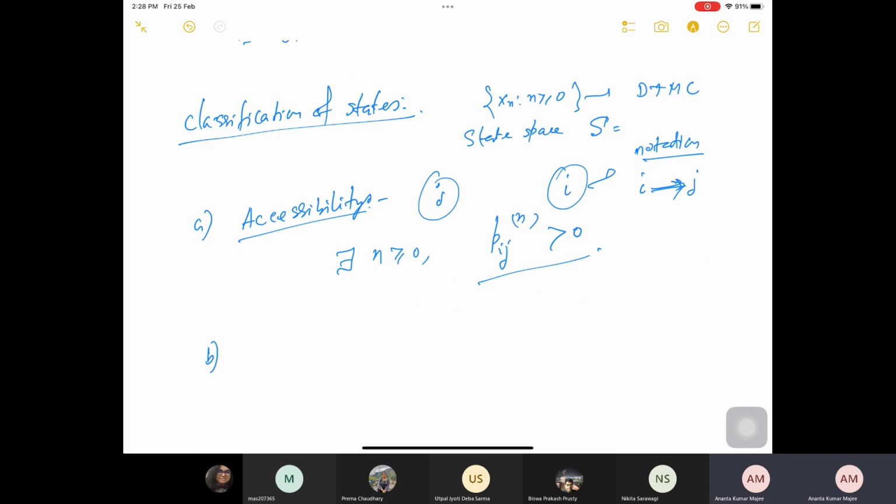Okay, and there is the notion called communicates, meaning whether two states communicate or not. Again, I have state i and state j. What it says is that if your state i is accessible from state j and also j is accessible from your state i, that means the two states communicate with each other.